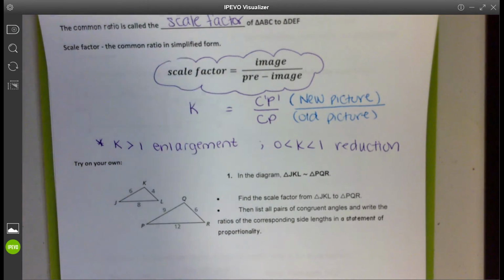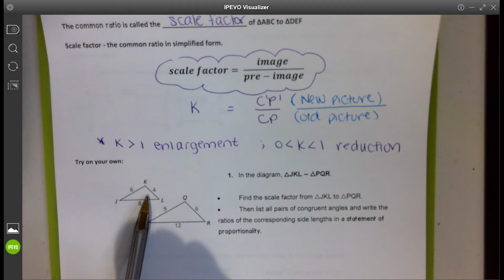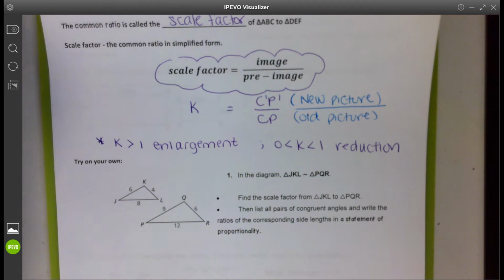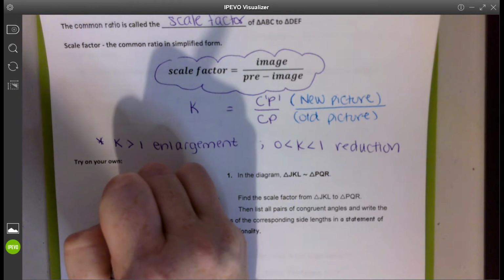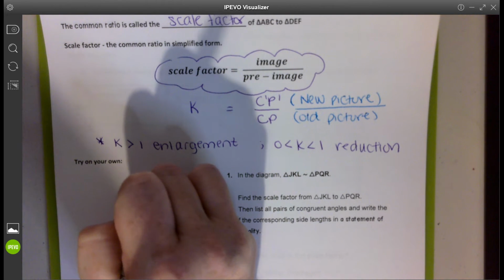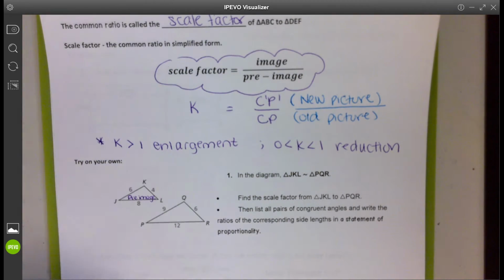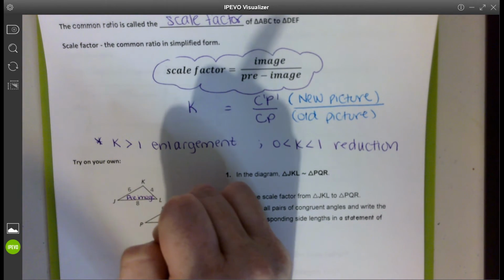It says to try on your own, but we're going to try that one together, pausing every so often. So it says in the diagram, triangle JKL is similar to PQR. Okay. So we're starting with JKL. So this is my first picture. Am I going to call that my image or my pre-image? Right? We're going to call that our pre-image. Which means my new picture here is my image.